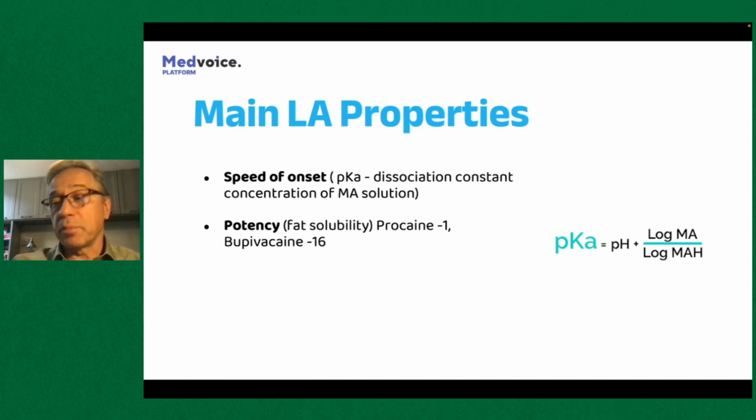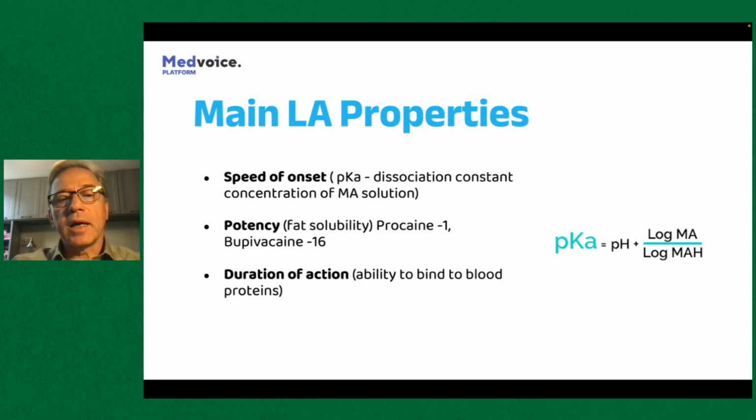The second property is potency, and potency is determined by fat solubility, and it's been agreed that the potency of procaine is 1. In comparison, bupivacaine is 16 times more potent than procaine, and there are lots of them in between. And then we're interested in duration of action, which is determined by the ability of the local anesthetic to bind to blood proteins. The more they bind to blood proteins, the longer the local anesthetic works.